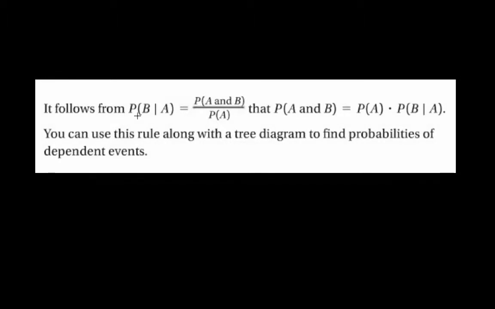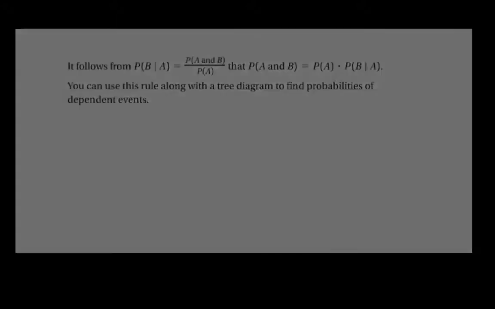It follows from what we were just looking at with conditional probability here: the probability of B given A equals the probability of A and B over the probability of A, so the probability of A and B equals the probability of A times the probability of B given A. All this is just one form rewritten. We take the denominator here and multiply it to the other side, and that's where we get this other form. So we can use this rule along with the tree diagram to find probabilities of dependent events.